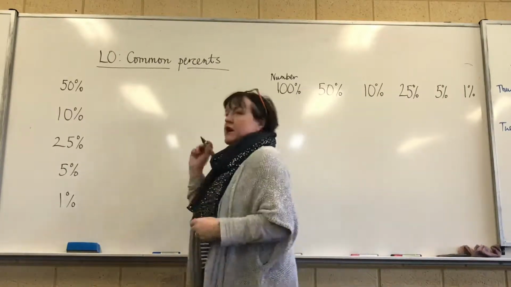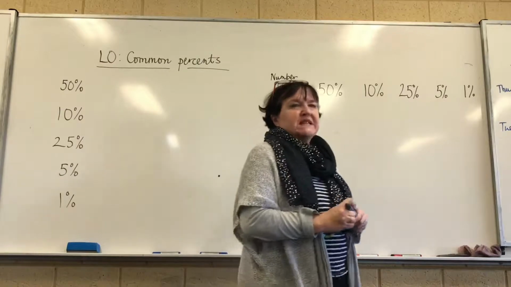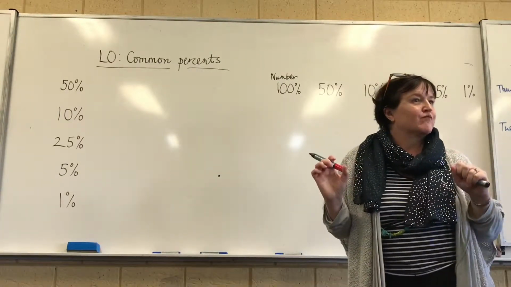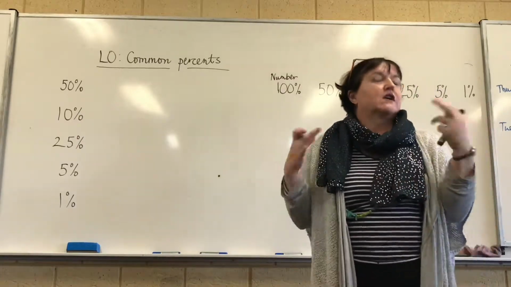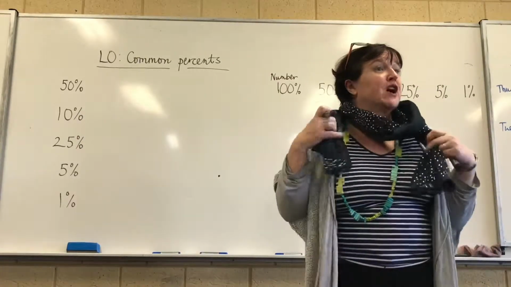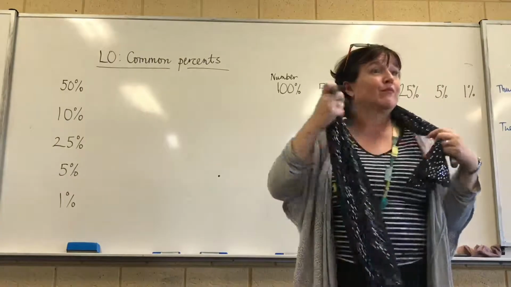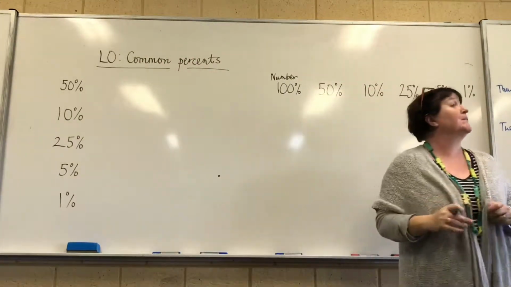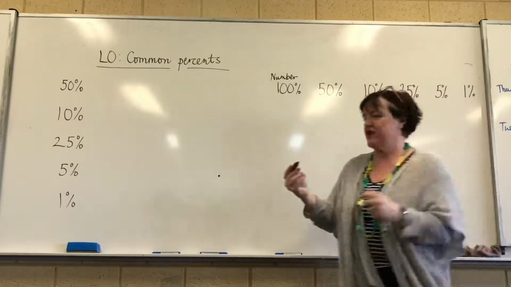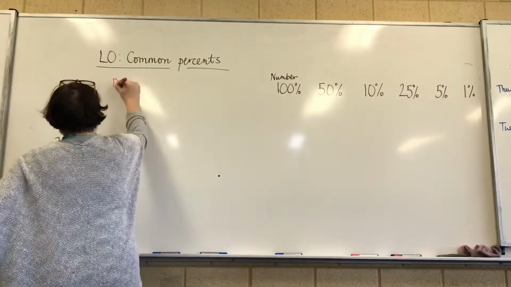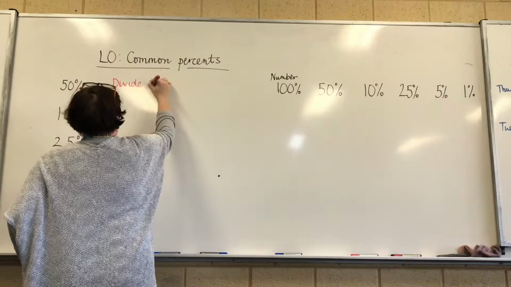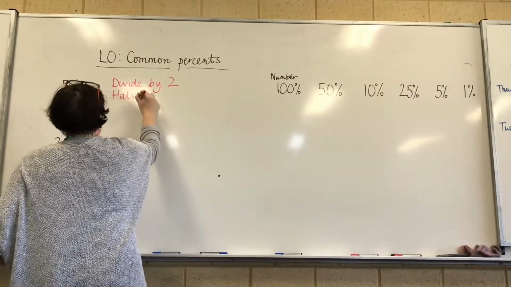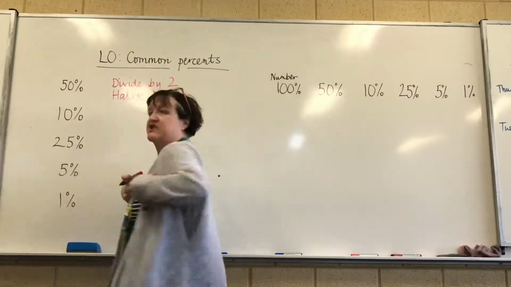So, who knows how to find 50% of a number? What is 50% as a fraction? 5 over 10 or 50 over 100. Yep, or simplified, it would be 1 over 2, a half. So, how are you going to find 50% of a number? Just divide it by 2. Divide it by 2 or halve it, that's right. So, divide by 2.